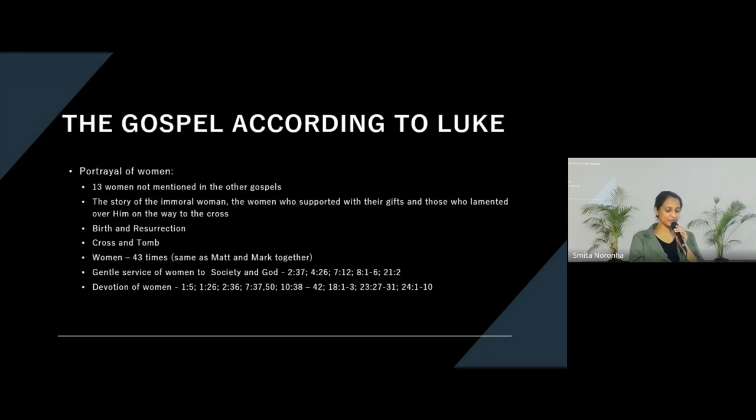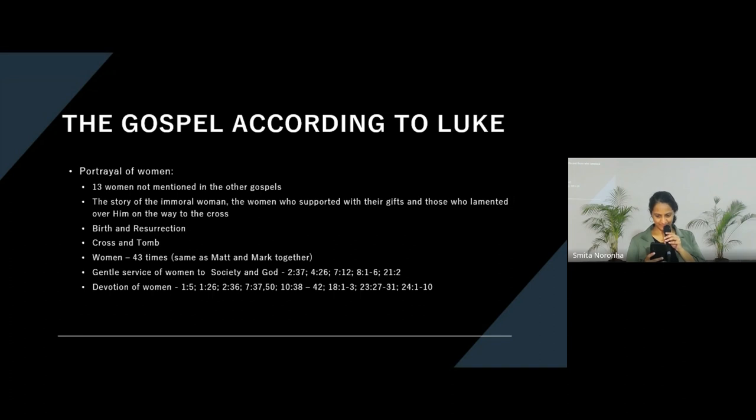Other mentions of women show how women served God and society. We have a list of passages here on the devotion of women to God in serving Him. We can't go into all of these passages, so maybe we can just look at the service of women to society and God. Let's look at Luke chapter 8, verses 1-6. If someone can read that for us. Luke chapter 8, verse 1.